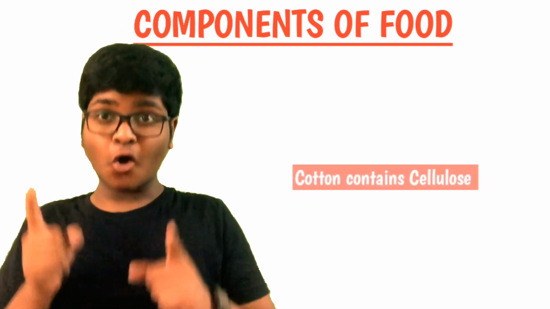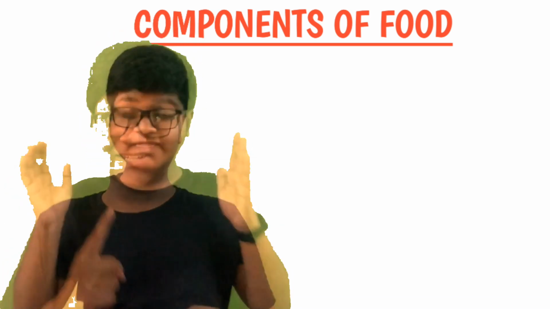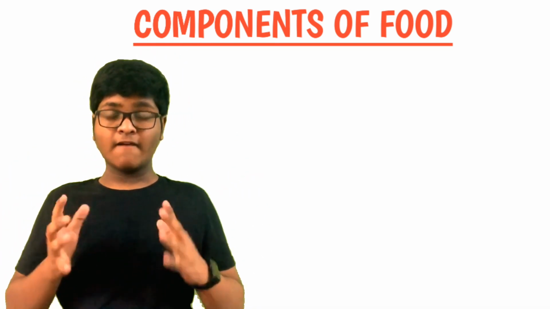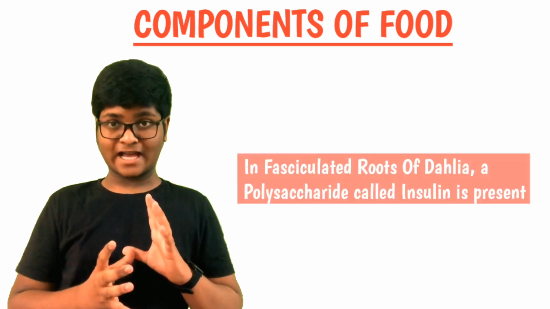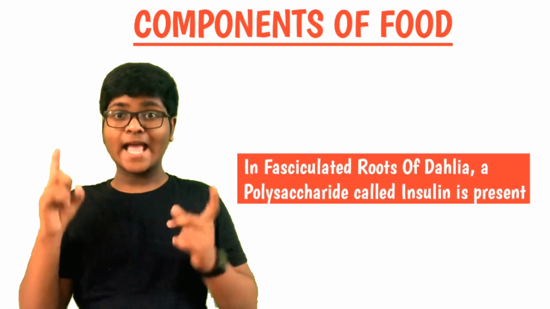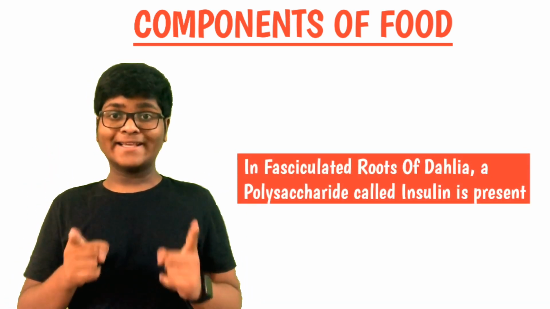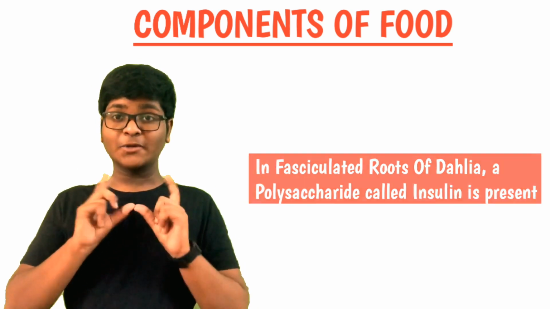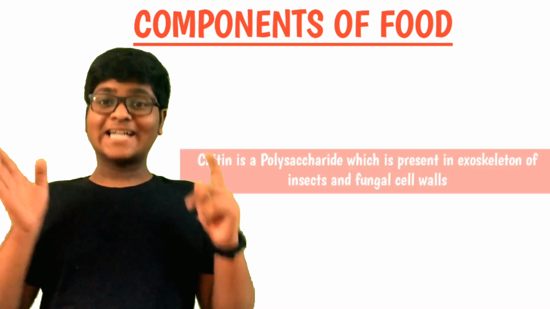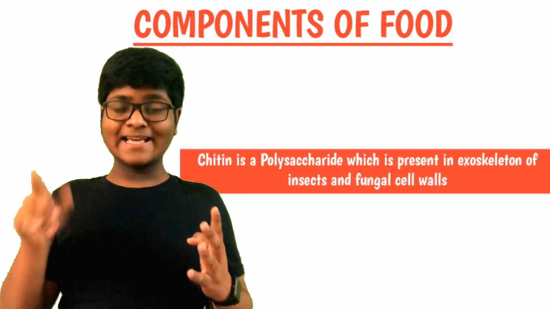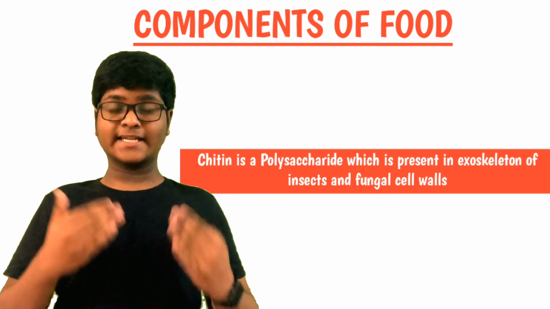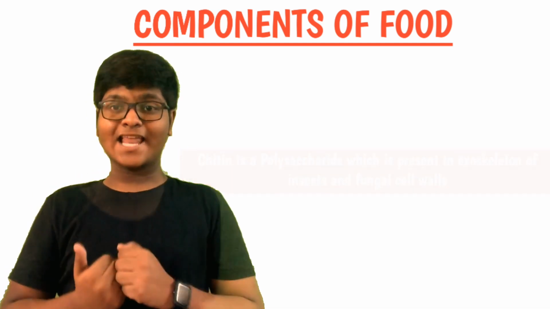You know what? Cotton contains cellulose. And the other thing is that we have discussed this in our plant morphology session, where we discussed the roots of dahlia. In the roots of dahlia, a polysaccharide called inulin is present, and it's a polymer which is made up of several units of fructose. And you know what? Chitin is a polysaccharide that is present in the exoskeleton of insects, and it is also found in fungal cell walls.